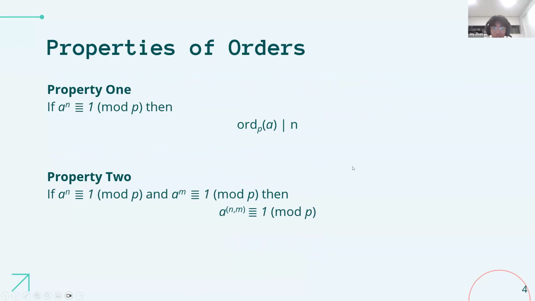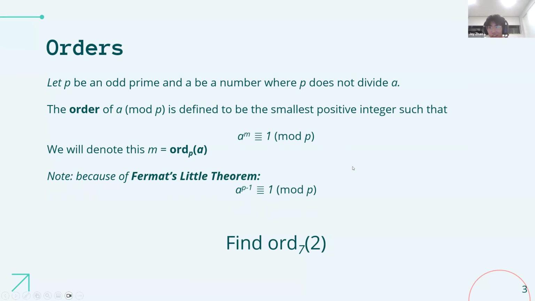And then quick note. Remember by Fermat's little theorem that a to the p minus 1 is congruent to 1 mod p, but the order isn't always p minus 1. Sometimes it's smaller than p minus 1. So just keep that in mind.